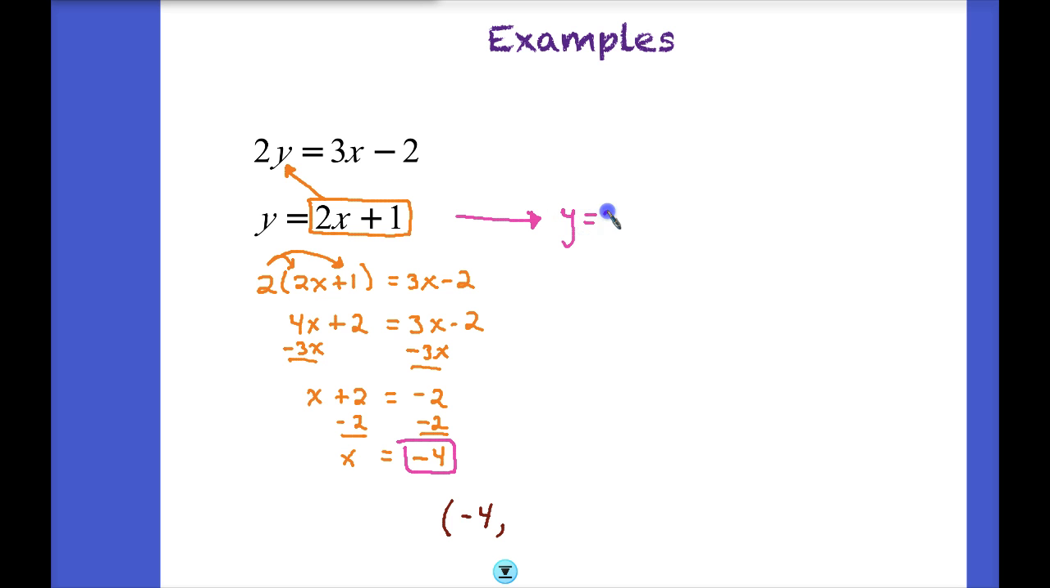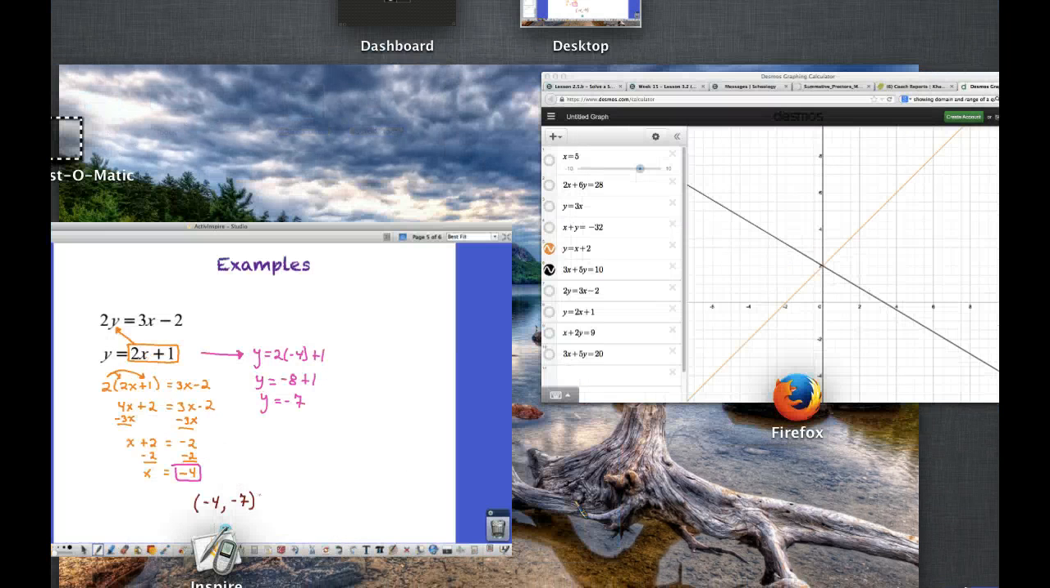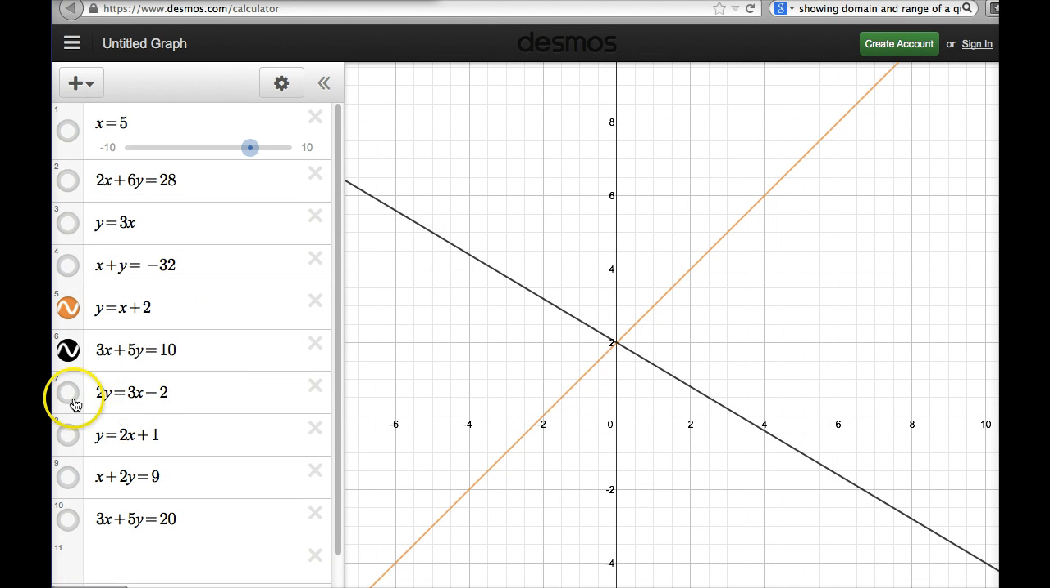So y will equal 2, I'll replace the x with a negative 4, plus 1. And 2 times negative 4 is negative 8. Negative 8 plus 1 would give me negative 7. So now I have this solution of negative 4, negative 7. Let's go ahead and check that graphically. So negative 4, negative 7. So we want these two right here.